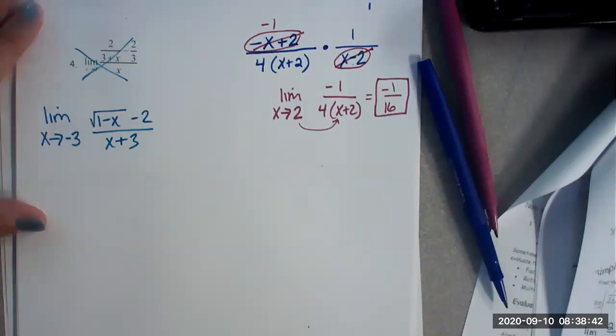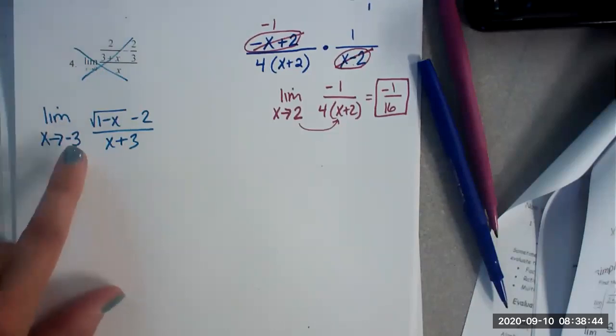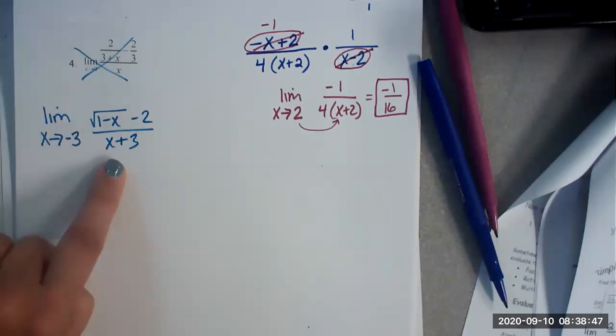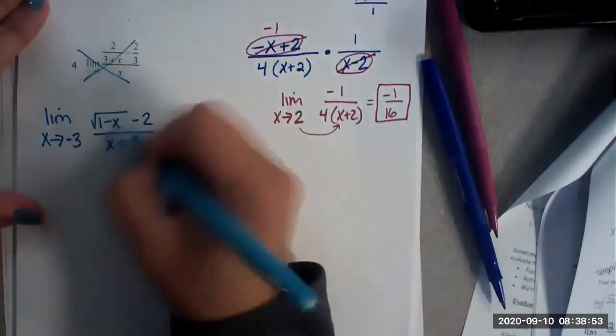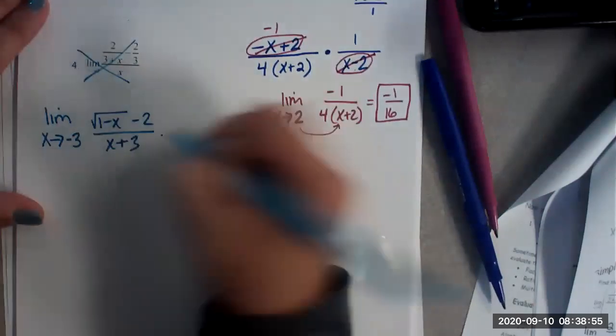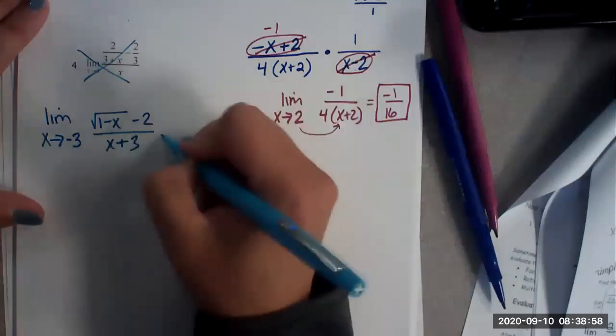Okay. First thing you always try, check to make sure it's not a number you can plug in. That saves tons of time. But unfortunately, it's a 0 on the bottom, so we can't do it that way. We have a square root in the top, so we're going to rationalize the numerator.